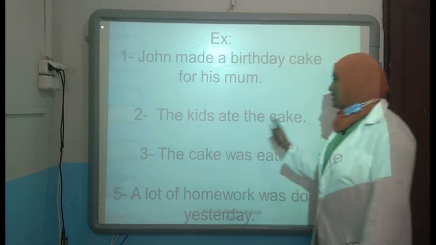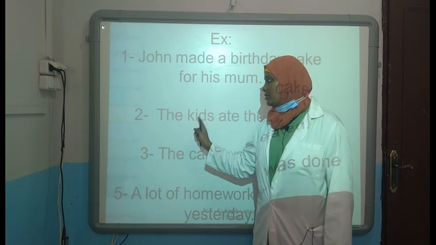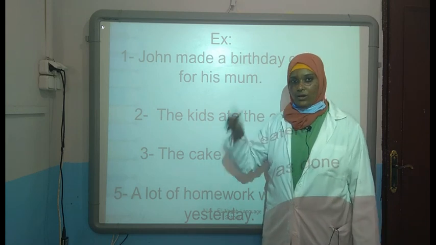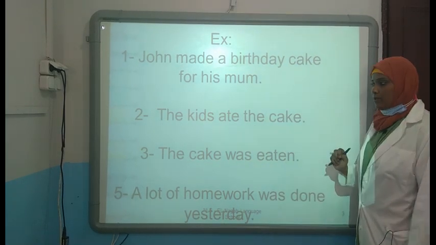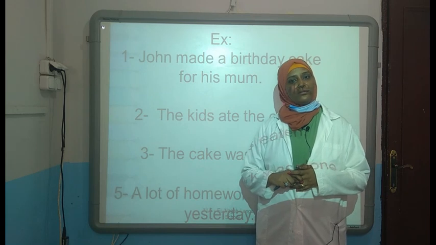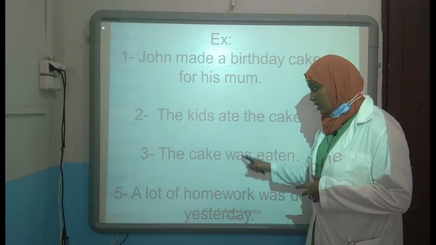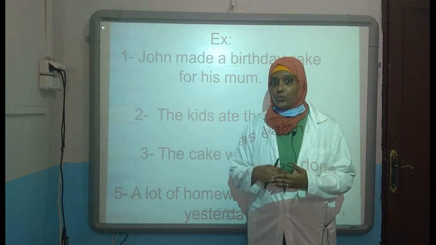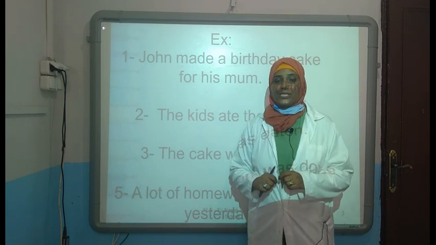The kids ate the cake. Who ate the cake? The kids. So still, the kids are the doer of the verb eating the cake, right? Again, another active sentence. What if we start with the cake? The cake was eaten. Who ate it? We do not know, right? So the doer of the verb eating is absent. In this case, when the doer is absent in a sentence, we call it a passive voice sentence.